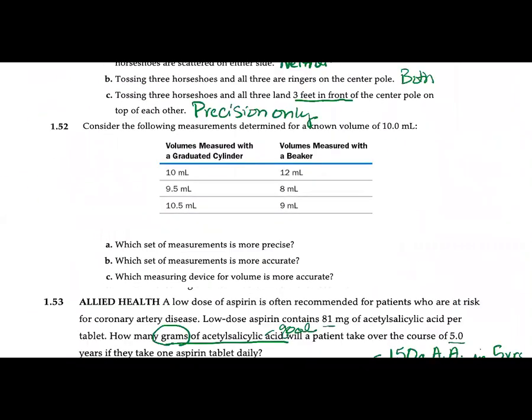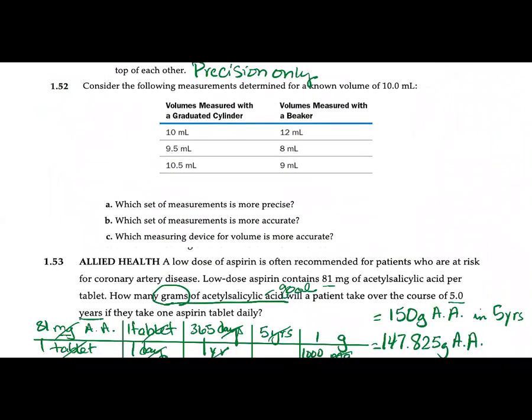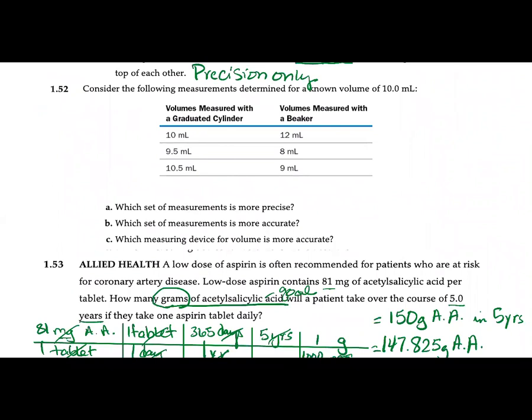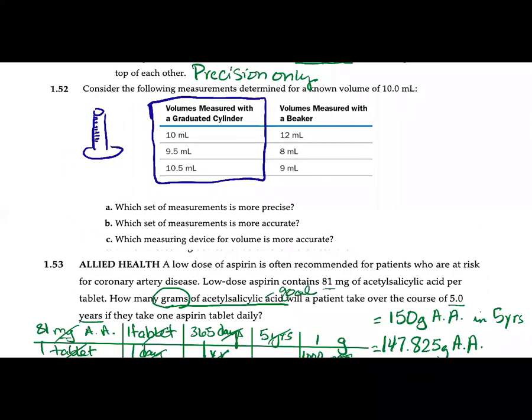All right, measuring matter. Okay, 1.52, consider the following measurements determined for a known volume of 10 milliliters. We have two experiments that were done. One experiment where we measured this volume with a graduated cylinder, and a graduated cylinder kind of looks like this, and it's got a base and it's marked, right? Its volume is marked. And so you look at the meniscus and all of this is fluid, right? And so you would look and you would say, okay, that's 10 milliliters of water.